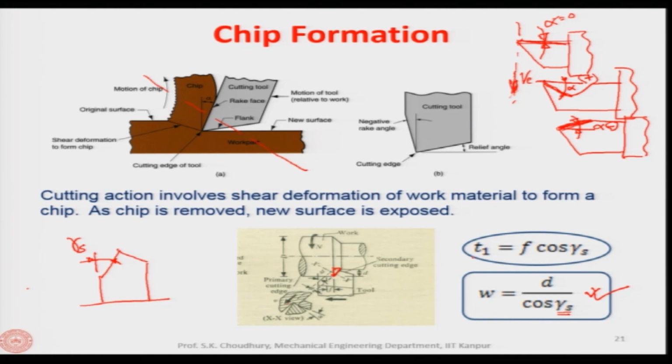And T1 is called the uncut thickness. The uncut thickness is given by the feed and the cos of gamma s. So, from this very small triangle you can find out T1, which is the uncut thickness. Uncut thickness is here, and this is equal to feed into the cos of gamma s, the side cutting edge angle again. These things, of course, we will discuss in more detail at a later stage.